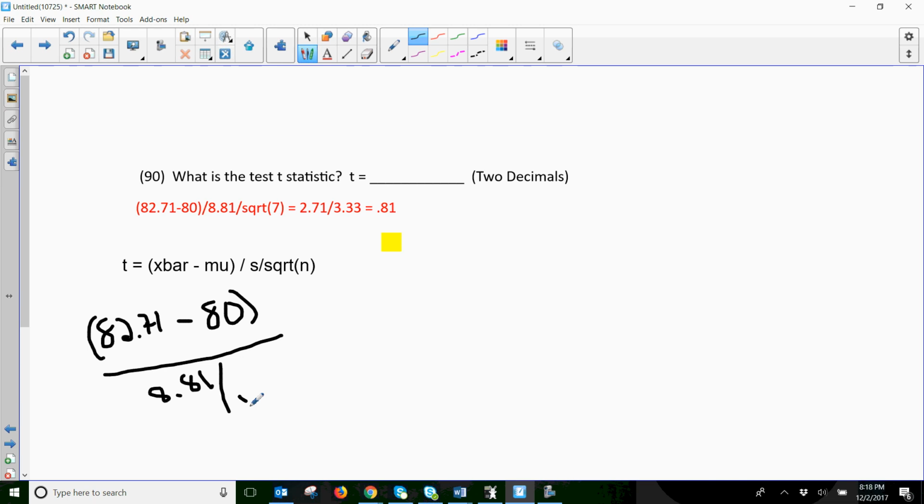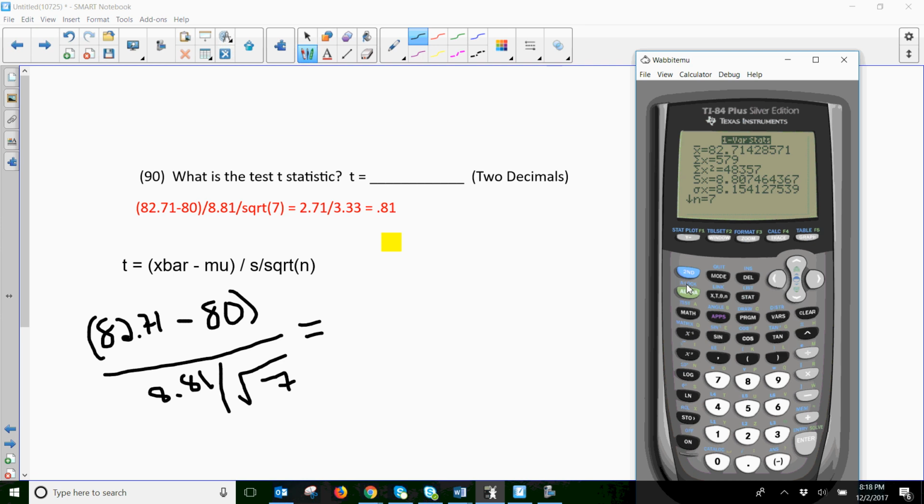Divided by the square root of n, which n was 7. Okay, and we go ahead and put this on our calculator. And again, if you're having trouble knowing how to put it in the calculator, I'll show you how to do it this time. I like to use the denominator first, so I'll do 8.81 divided by the square root, which is second, square root of 7.